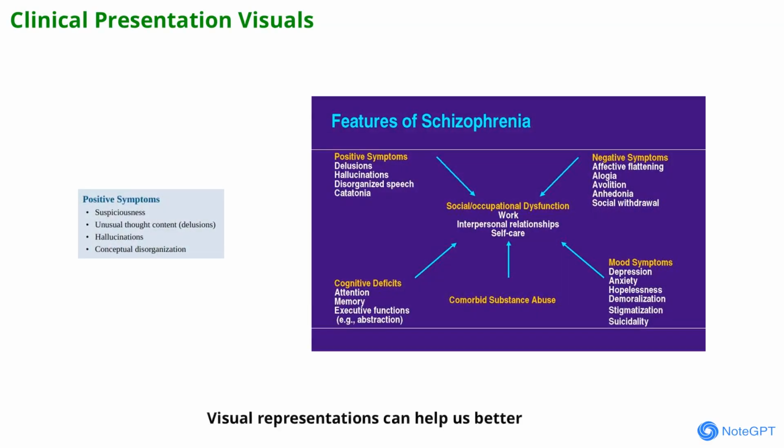Visual representations can help us better understand the clinical presentation of schizophrenia. These images illustrate the progression from acute psychotic episodes to the residual phase, highlighting the changes in behavior, affect, and social functioning that patients may experience. Such visuals are valuable for both clinicians and caregivers in recognizing the different stages and tailoring support accordingly.